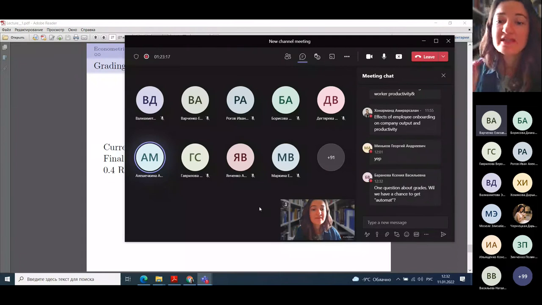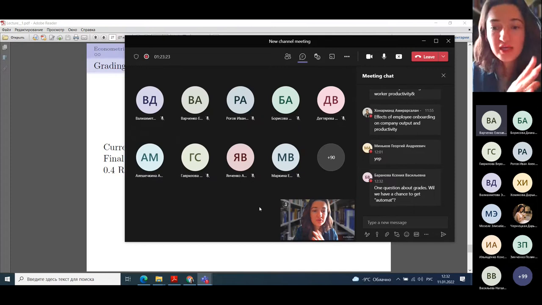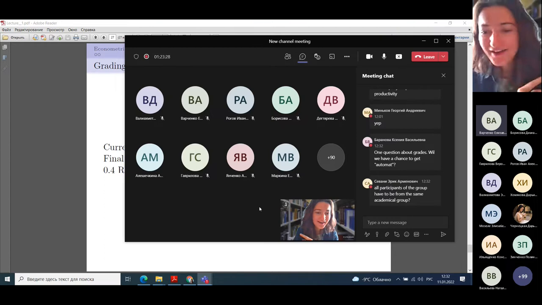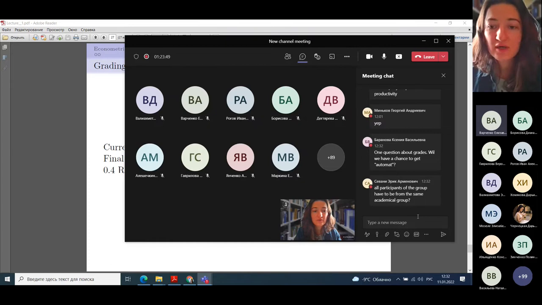Before I get your letter, you can change something in this file, but only in your group, not in the other groups, okay? All participants of the group have to be from the same academic... No, as you wish, it's up to you. You can find, for example, students not only from your academic group. This doesn't matter for us. Any other questions? If you don't have any other questions, we can stop here and see you next week.